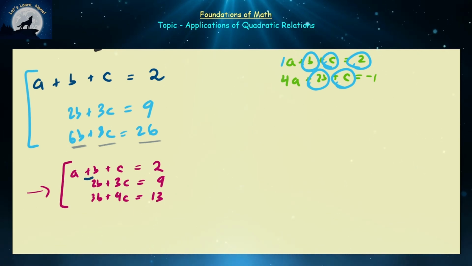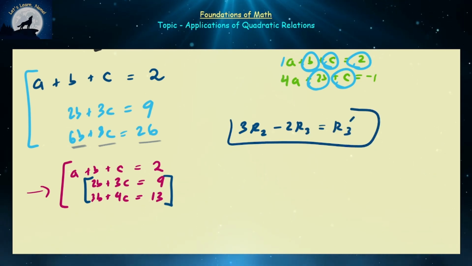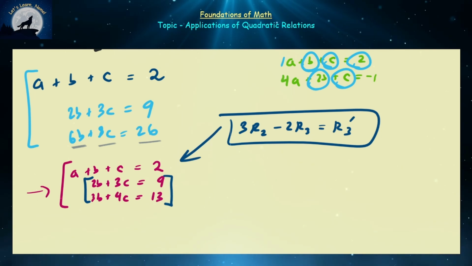Now, what I want you to focus on is just the last 2 rows. Notice that I only have b and c there, so that's actually a sub 2 by 2 system of linear equations, which you should be able to solve via, for example, elimination, or isolation and substitution if you remember how to do that. But what I want to do is continue this elimination process, and I'm going to do 3 times row 2 minus 2 times row 3, and that's going to give me a new row 3 for that particular system, right?